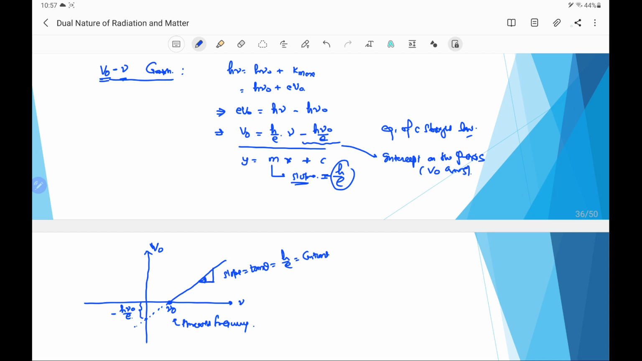Suppose we have to draw the graph for another material which has the threshold frequency, say nu naught 2, and this nu naught 2 is greater than nu naught. Therefore, this nu naught 2 will be here because it is greater than nu naught, and the graph will be like this. And here the intercept will be minus h nu naught 2 by e. Both graphs have the same slope, equal to h by e.